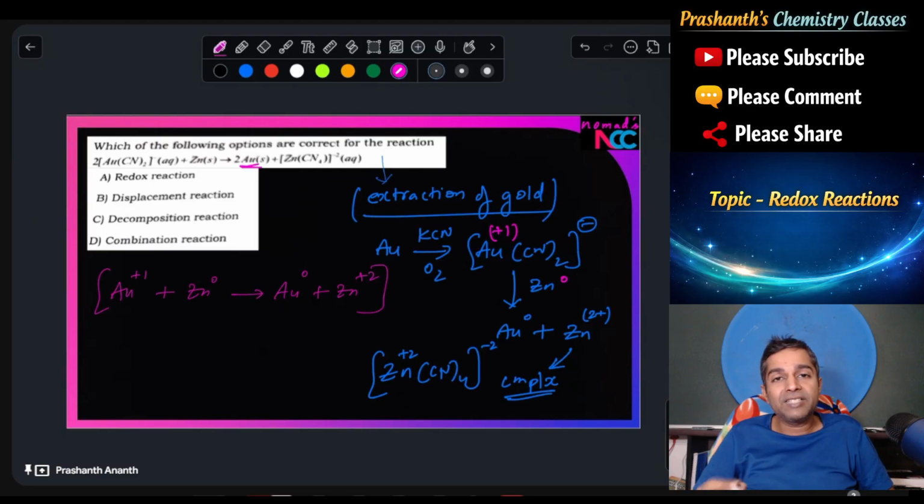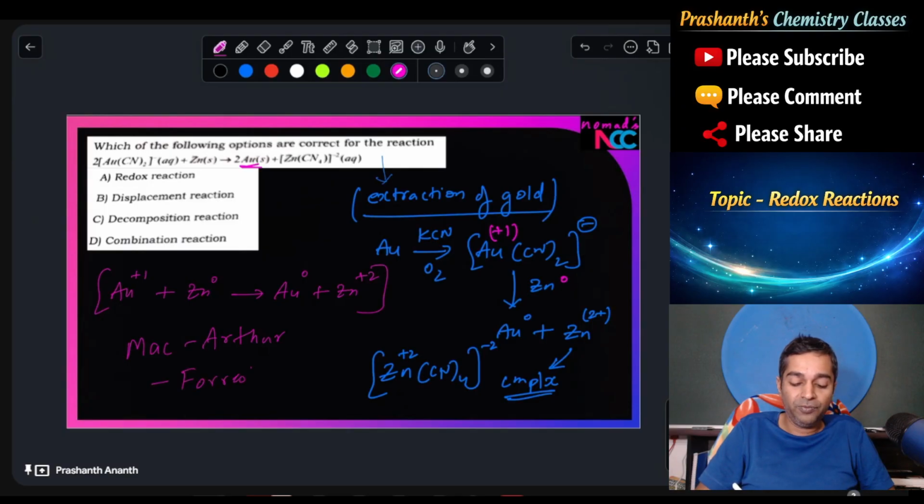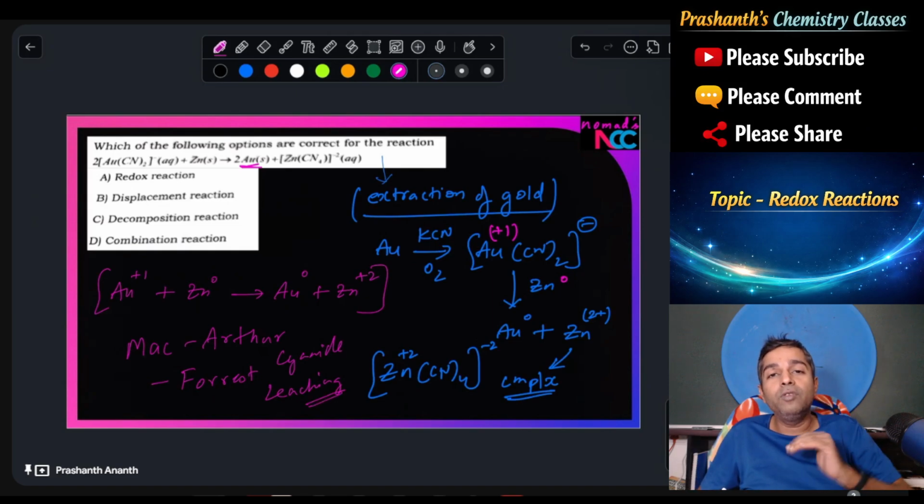This entire extraction of gold process over here is actually going to be having a very interesting name. It is called MacArthur-Forrest cyanide leaching. Yes, it is a large name, MacArthur-Forrest cyanide leaching. Leaching is basically the chemical method by which we dissolve the useful thing and then we recover it back again.